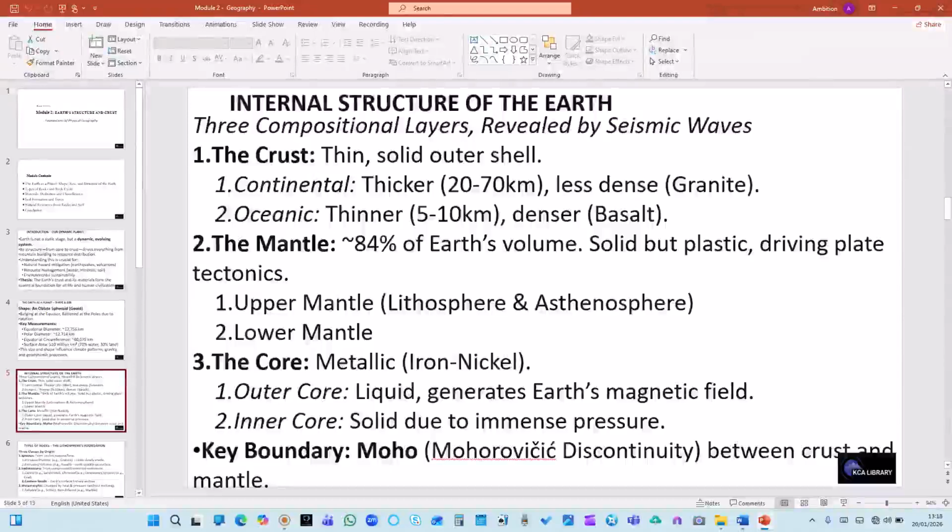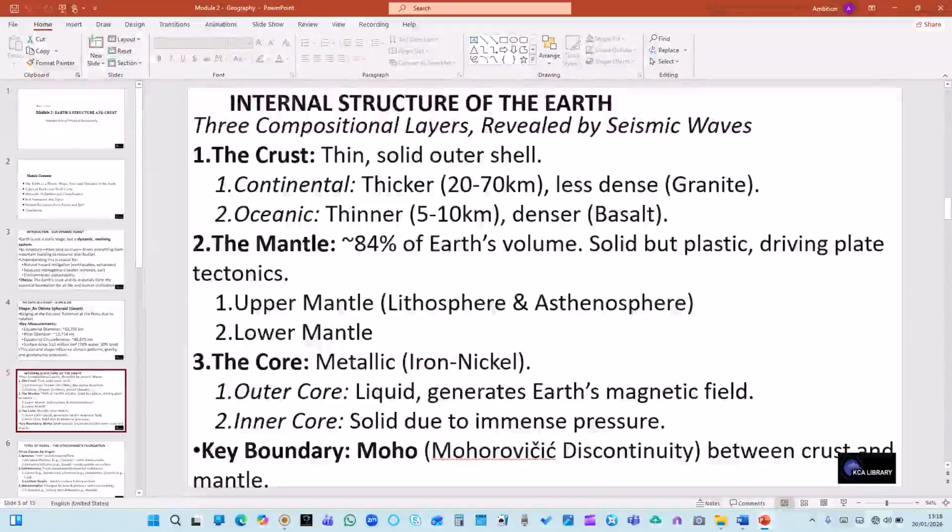Now let us look at the continental crust. The continental crust is thicker, about 20 to 70 kilometers, and less dense. Then the oceanic crust is thinner, about 5 to 10 kilometers, and denser, that is basalt. Now the second layer is the mantle, which is 84% of the Earth's volume.